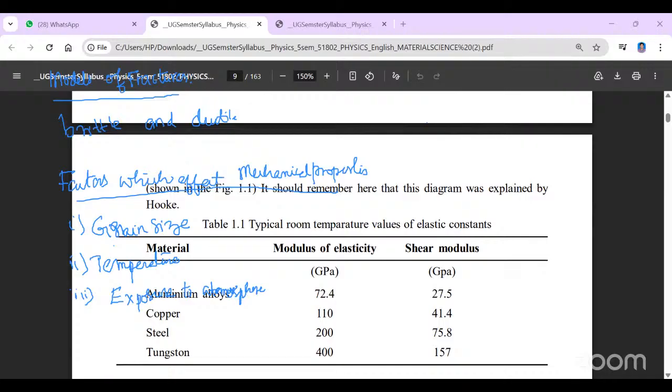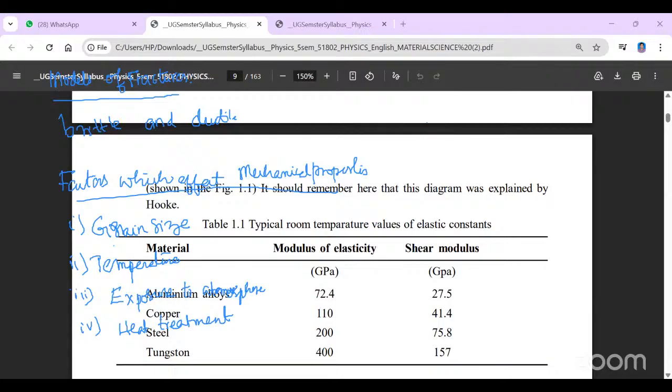One more factor which will affect the mechanical properties is heat treatment. Heat treatment will improve the mechanical properties like tensile strength, hardness, toughness, and wear resistance. So if you want to improve some properties, heat treatment is generally adopted for the material.